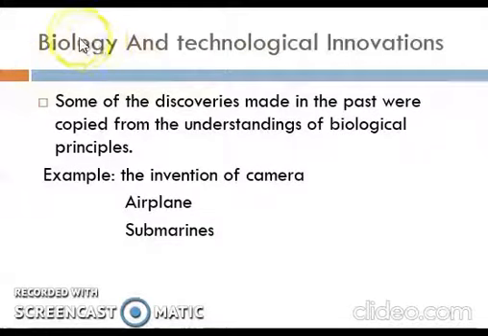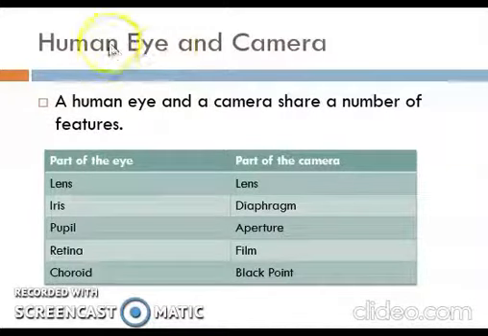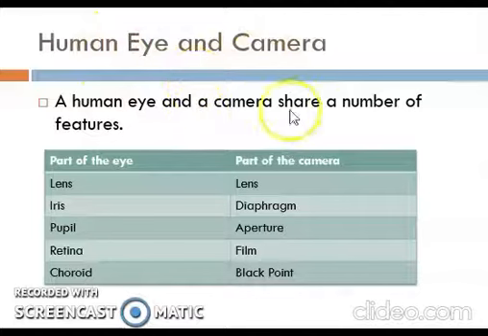The next topic is biology and technological innovations. Some of the discoveries made in the past were copied from understanding of biological principles. For example, the invention of the camera, airplanes, and submarines. And now, the human eye and the camera. Both of these share a number of features.